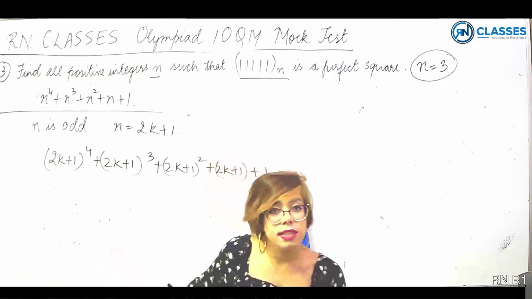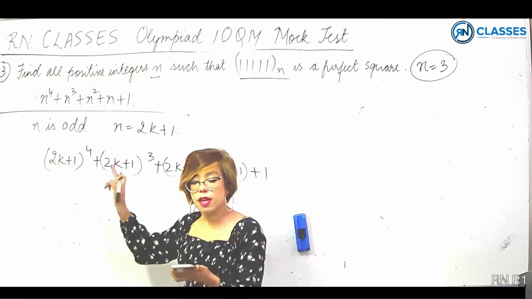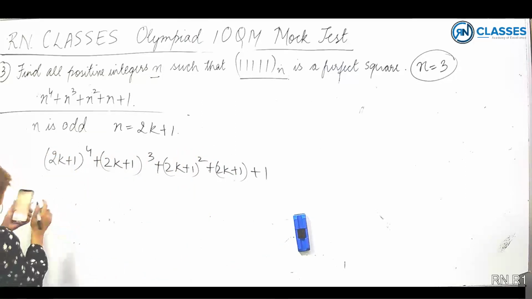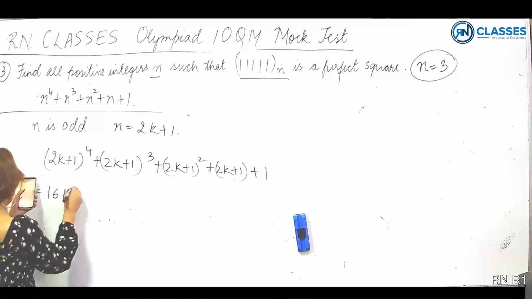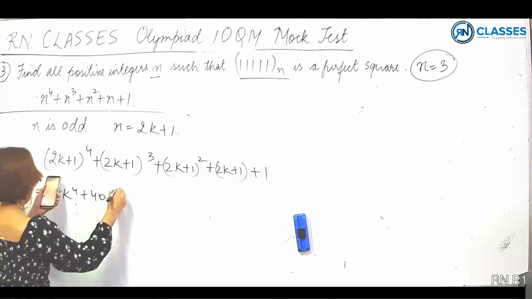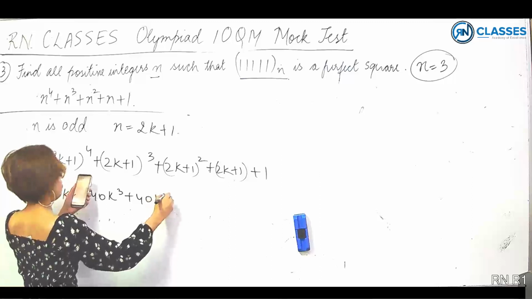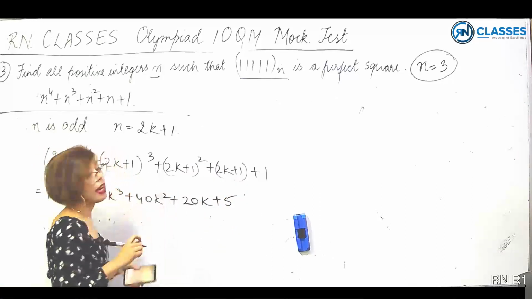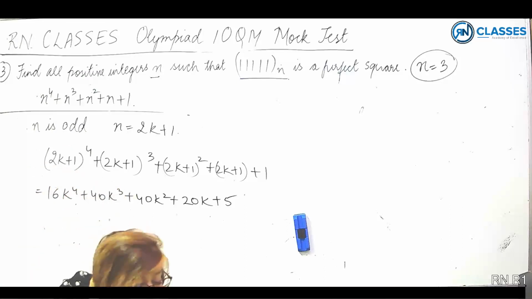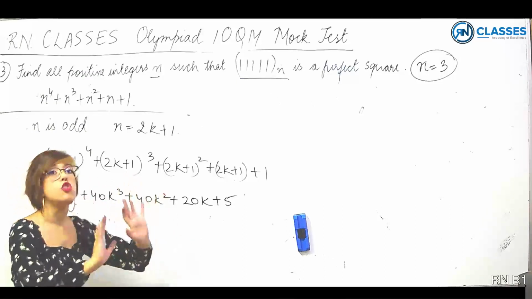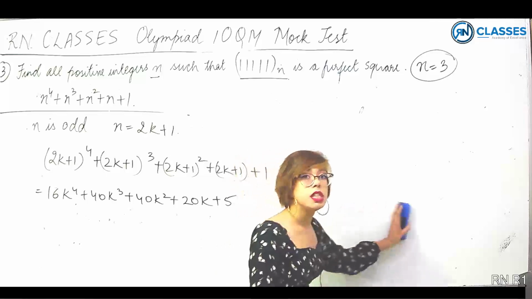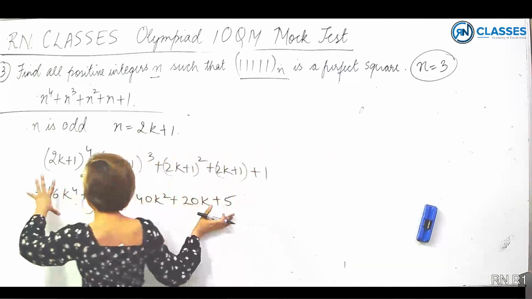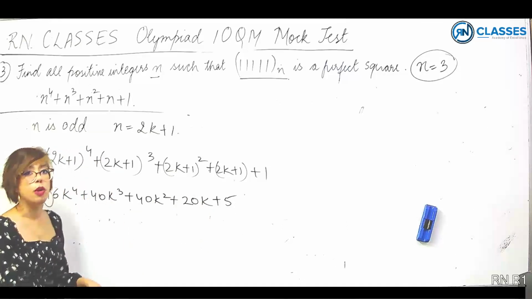Right? You can open this up. Square का square करना तुम्हें करना आता है और binomial you can use it whatever way you like. I will write directly what will come out to be 16k raised to power 4 plus 40k cube plus 40k square plus 20k plus 5. Right? This is my polynomial. Now I know this polynomial as such is not a square of some polynomial, but I want it to be square for some value of k. So let me make my polynomial near to some square of a polynomial.